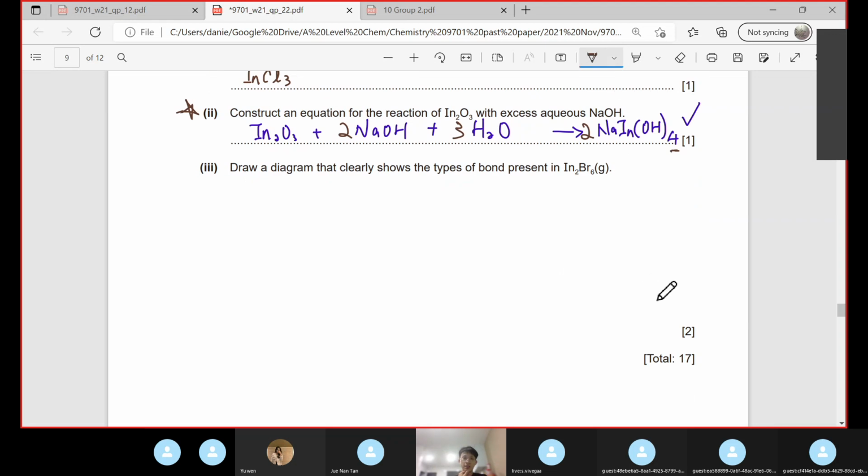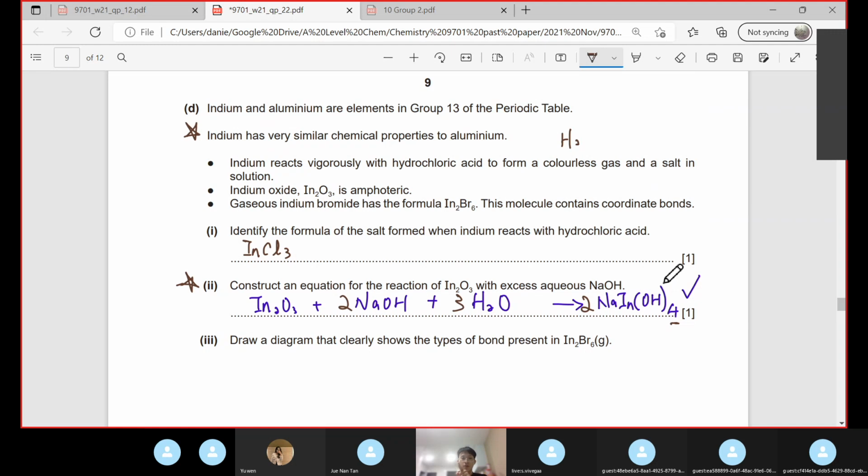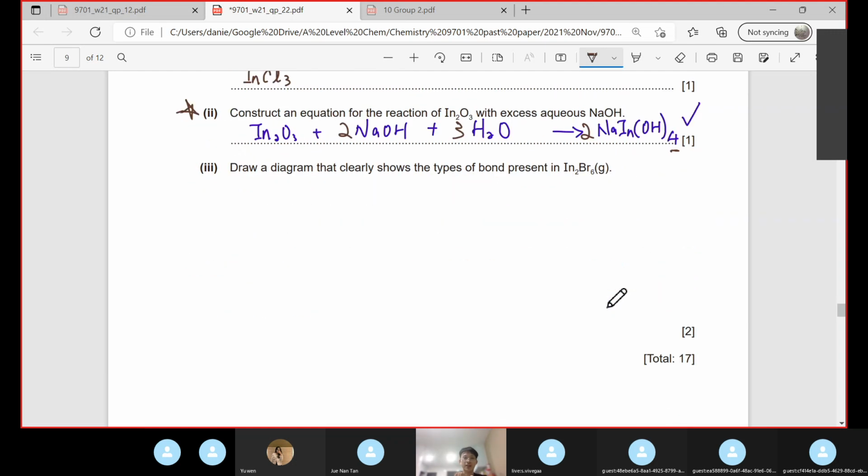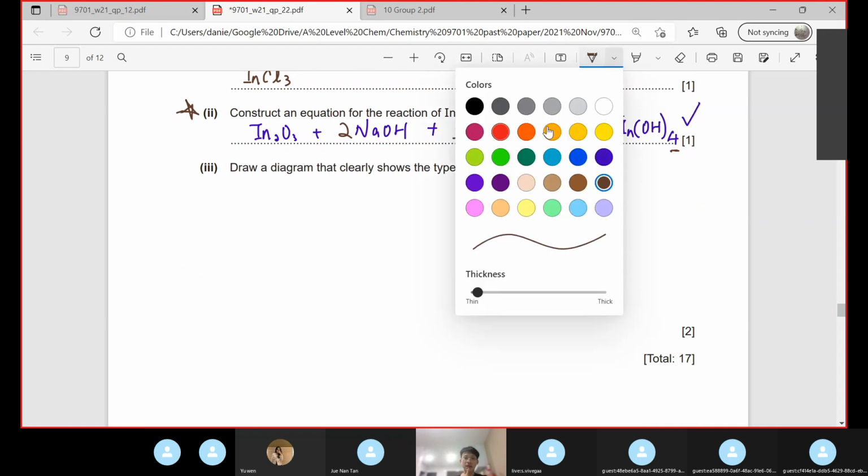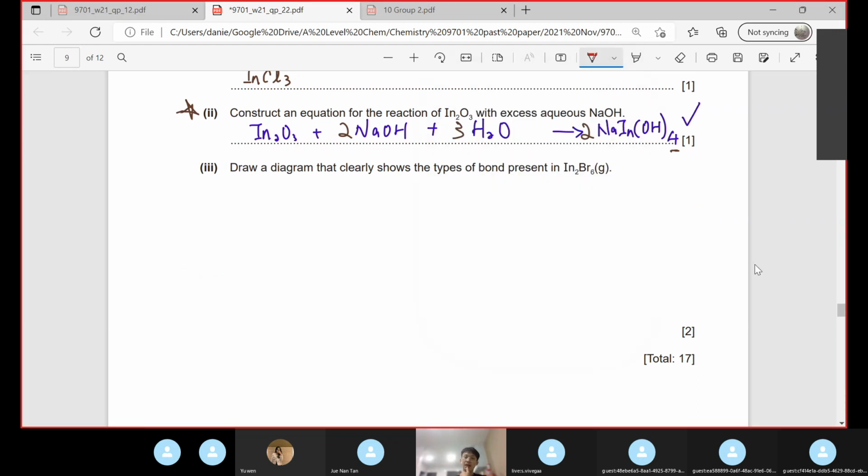The next one is about the diagram for the In2Br6. They told you already that this compound has coordinate bonds, so for the coordinate bond, you need to show it. Draw a diagram that clearly shows the type of the bond. This one is a dimer, the dimer that we learned in our syllabus, Al2Cl6.